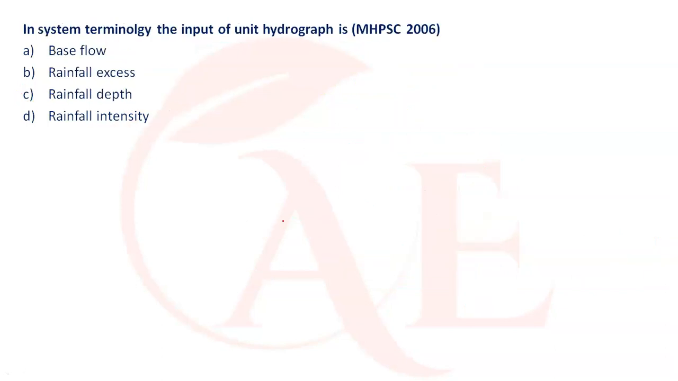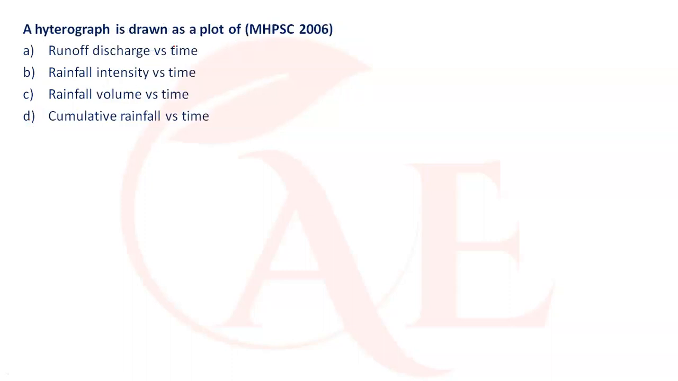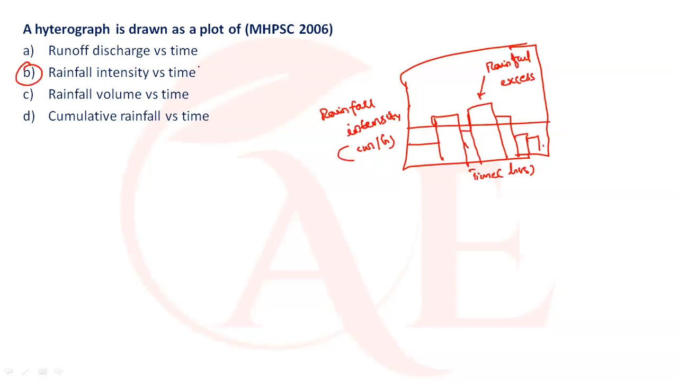Next question. In system terminology, the input of the unit hydrograph is rainfall intensity. Option D is the correct answer. These others are not the correct answers. Next question. The hyetograph is drawn as a plot of rainfall intensity versus time. Here it denotes the rainfall. This peak curve denotes the rainfall excess curve. The x-axis represents the time in hours and the y-axis represents the rainfall intensity in centimeter per hour. So the hyetograph is drawn as a plot of rainfall intensity versus time.